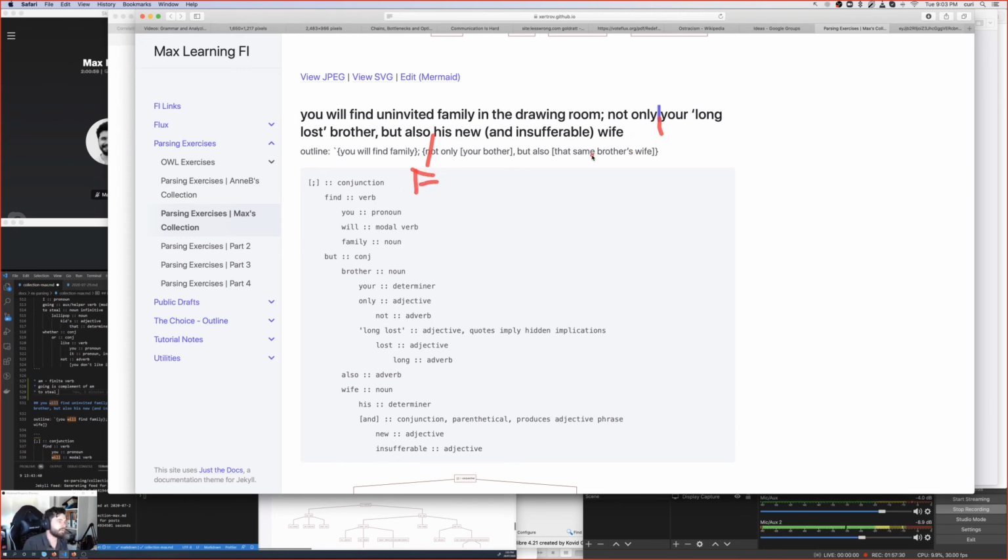Also the "will find," I've done the same thing where I've put "find" as the helper verb on "will," right? Find is the object of will. Will is the finite verb. You is the subject of will. How is find the object? Because find is a verb. It's an infinitive here. Okay, all right. And then "uninvited family" is the object of "find," the infinitive.